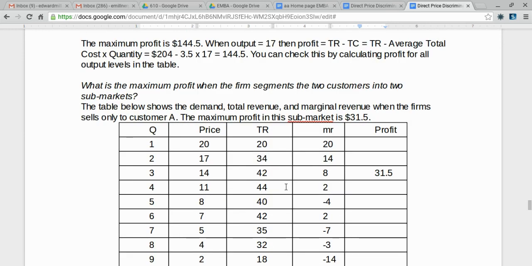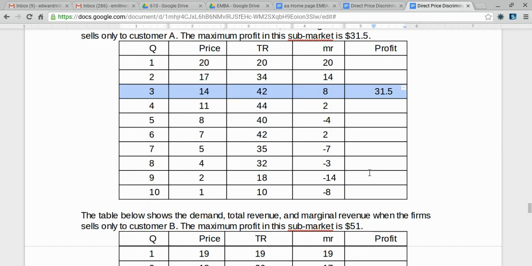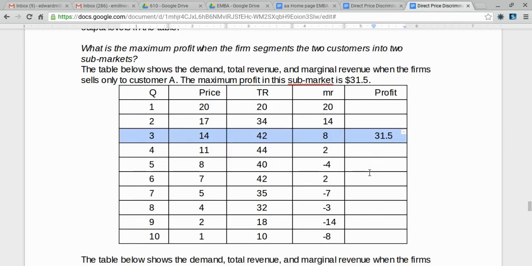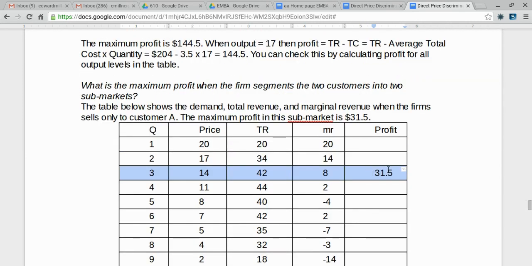I find total revenue and marginal revenue. The marginal revenue of the first unit is 20. The marginal revenue of the second unit is 14. Marginal revenue of the third unit is 8. Marginal revenue of the fourth unit is 2. This means that the firm wants to increase output from 0 to 3 because marginal revenue is higher than 3.5. It does not want to increase output from 3 to 4 because marginal revenue is less than 3.5. And if we look at the profit in that submarket, we'll get 31.5.